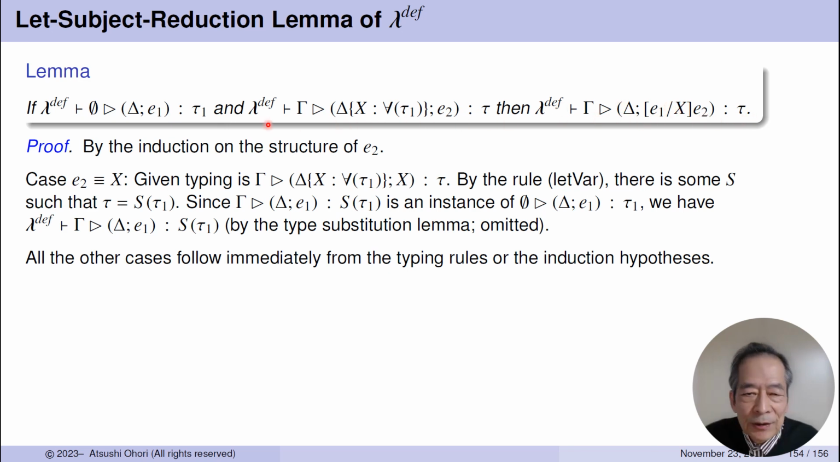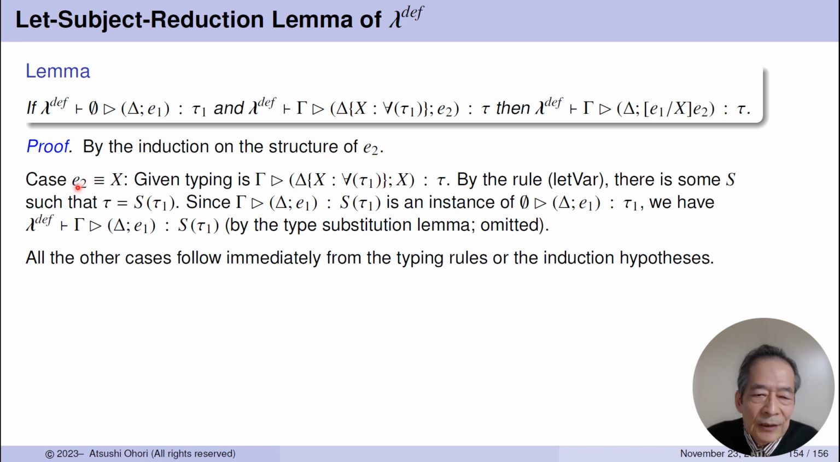Now you can see that from this and this we have a let construct. This is a two-premise-to-conclusion let construct, and this is a result of let reduction. So this can be regarded as the preservation of typing through let reduction, hence the name let subject reduction lemma. Proof is by induction on the structure of E.